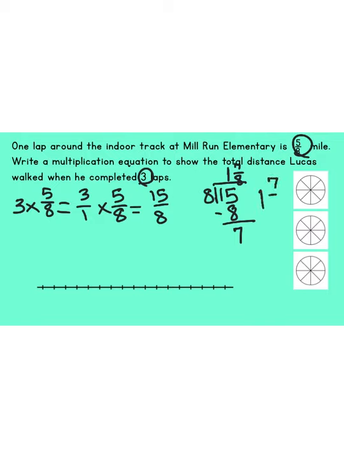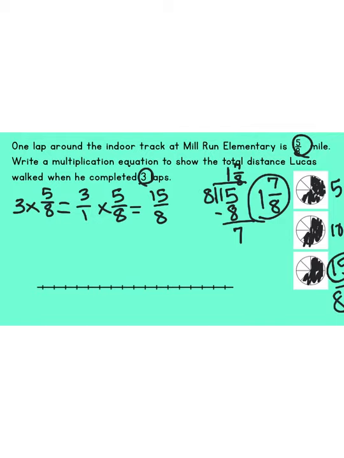Let me write that a little bit better. So this is how far he walked if the distance around the track is 5/8 of a mile. I put a number line down here just so that I could show you on a number line how to do this picture. And then one thing I forgot to do is to color the fraction circles. So I'm going to go real quick and do that. Not a very nice coloring job today, but that's all right. So 5, 10, 15. So there's 15/8.